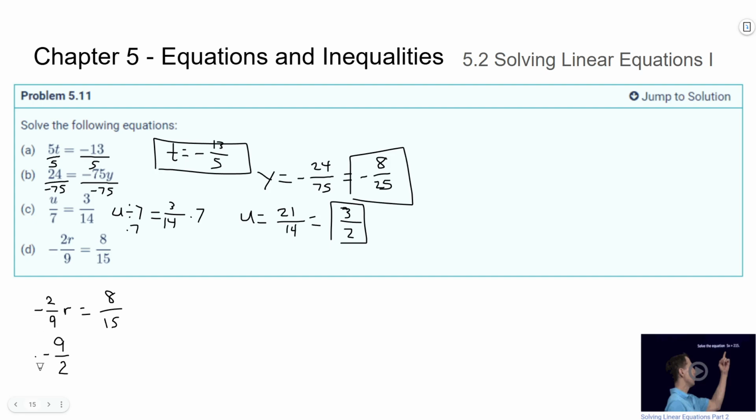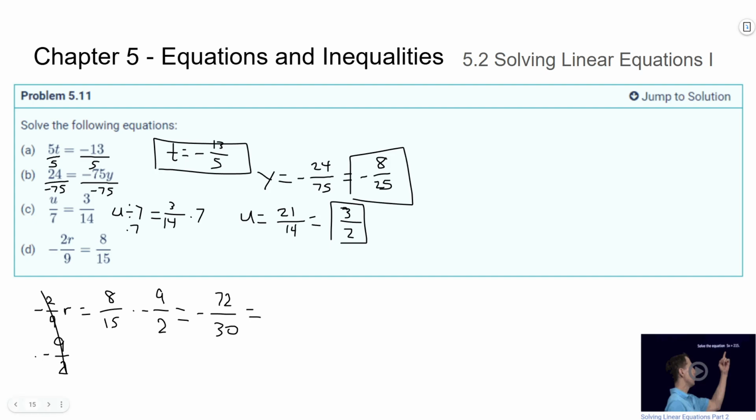Well, negative and negative becomes a positive. 9 times 2 is 18. 9 times 2 is 18. It'd be 18 over 18, so this would cancel out. So times negative 9 over 2 over here also. Got to do it on both sides. And multiplying fractions is easy. First of all, positive times a negative is going to be a negative. 8 times 9 is going to be 72. And 15 times 2 is going to be 30.